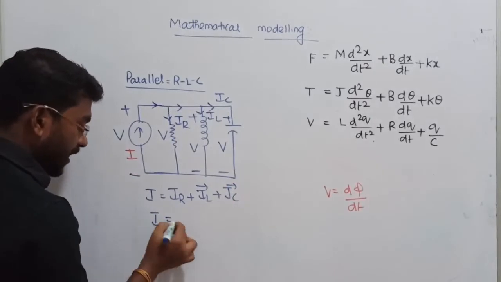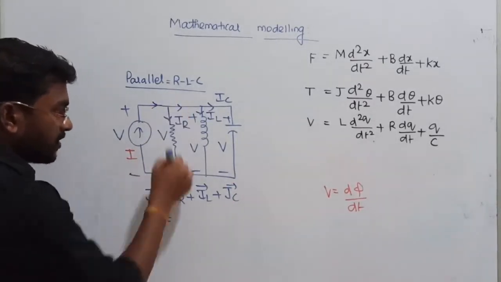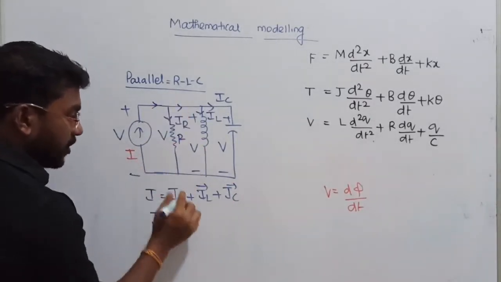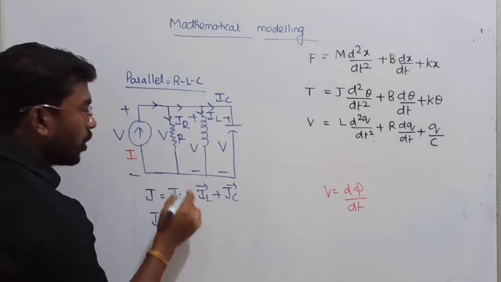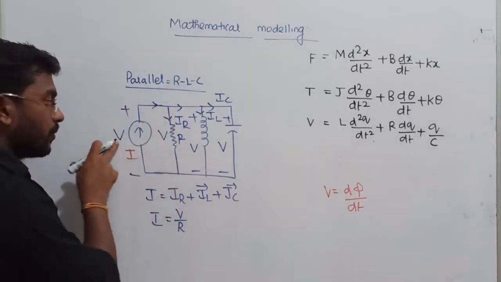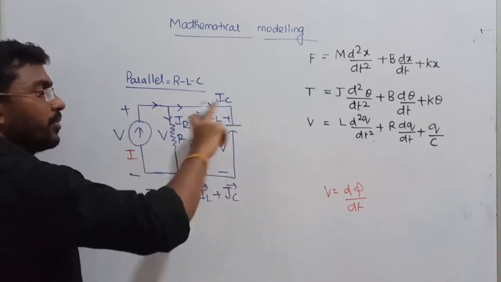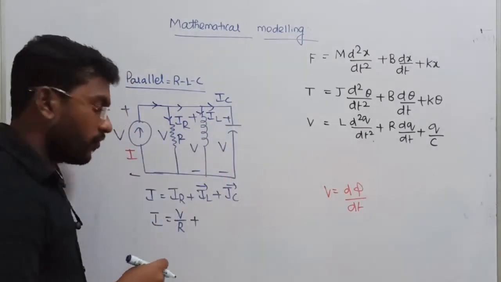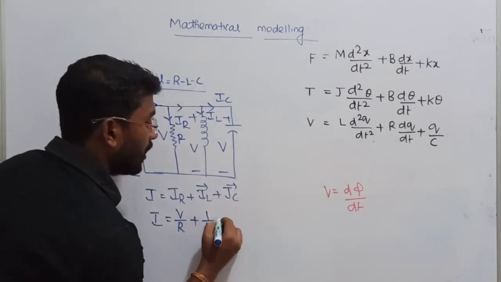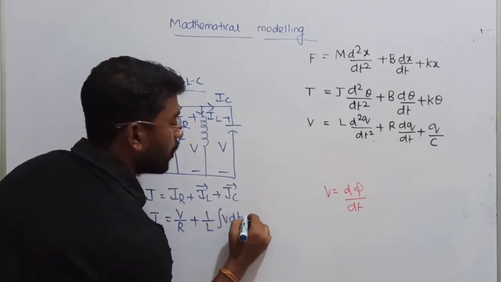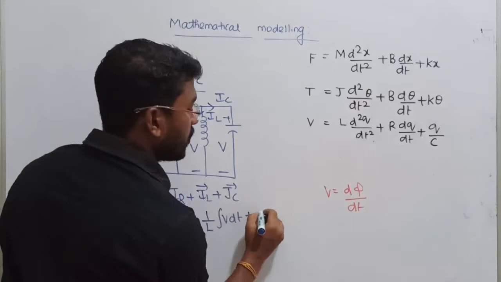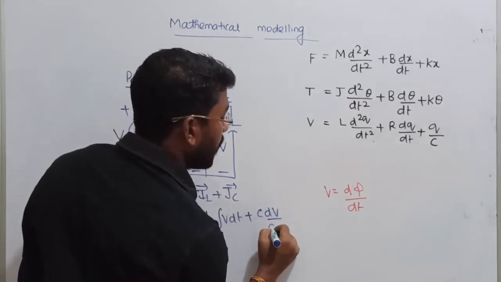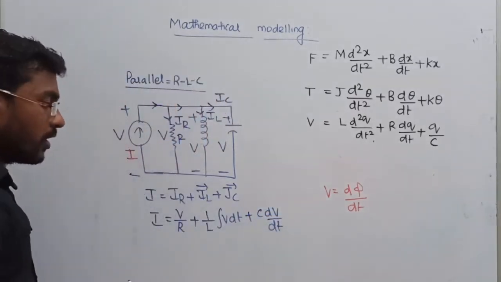So let me fix I itself. Current through the resistor can be written as I is equal to V by R according to Ohm's law. The voltage drop across the resistor is V, the supply voltage, divided by the resistance. The same voltage will be dropped across all the elements, right? For the inductor, the current can be written as 1 by L integral of V dt, plus for the capacitor, I is equal to C into dV by dt. Those relations we know. Let us continue further.